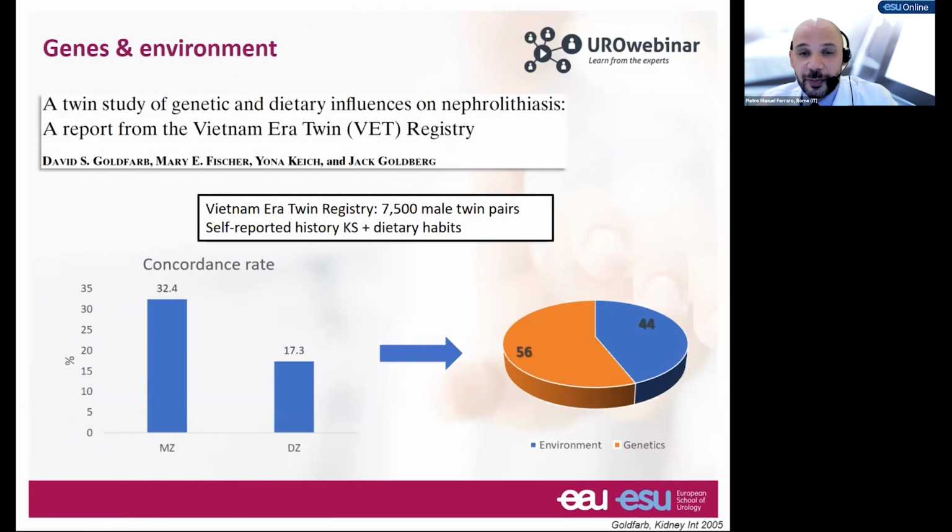A more refined approach to this problem was performed by David Goldfarb in a twin study of the VET registry, using data from 7,500 male twin pairs with self-reported data on kidney stones and dietary habits. This also showed that the monozygotes had a higher risk of stones compared with the dizygotes, and also that the estimated role of genetics as opposed to environment was about 56%. So about half of the risk of having a stone could be said to be heritable.